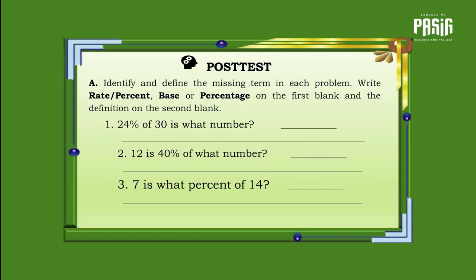Direction: identify and define the missing term in each of the problems. Write rate, percent, base, or percentage on the first blank and the definition on the second blank. Number 1. 24% of 30 is what number? Number 2. 12 is 40% of what number? And number 3. 7 is what percent of 14?